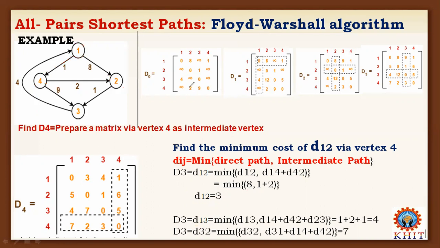Find the minimum distance from vertex 1 to vertex 3, through vertex 4. Check whether there is any direct path. There is no direct path existing, but through vertex 4 it is possible. Through vertex 4 it is 1 plus 9, 10. This is one way. Another way is the direct path from 1 to 3.